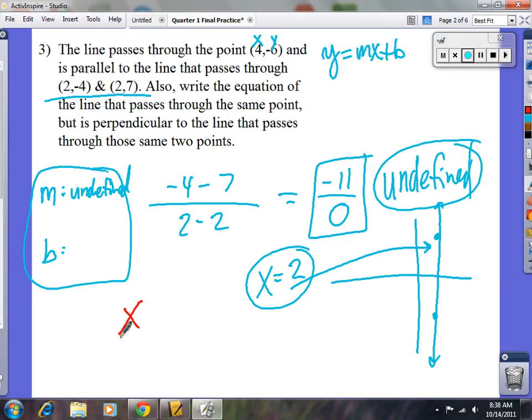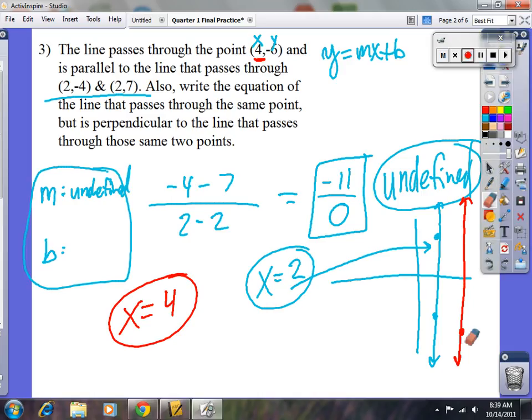So our equation is also going to be x equals, but what is it? Where does ours go through? Ours goes through at x equals 4. So if you plot this dot over 4 down 6, it is going to be somewhere right here. And if it's parallel, it will also be vertical. And the equation is x equals 4 because that's where it goes through the x-axis. So that's a pretty sweet problem. Now, let's do the second half.